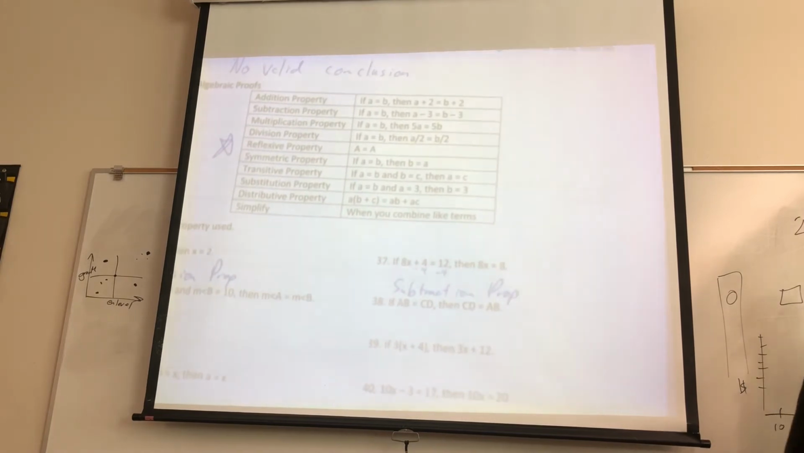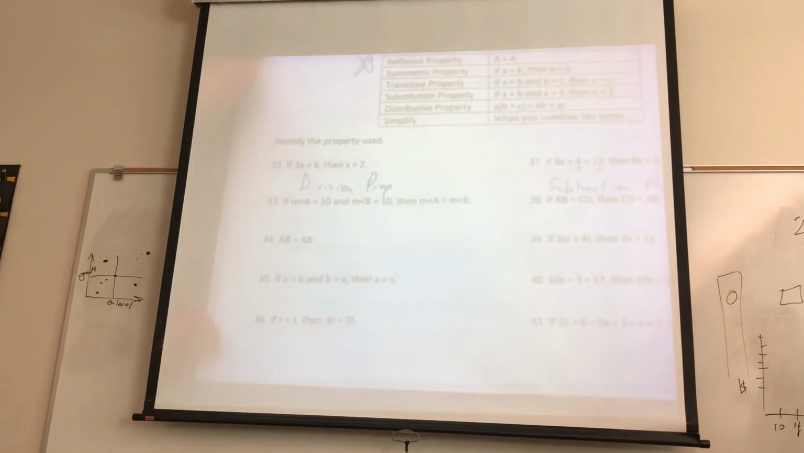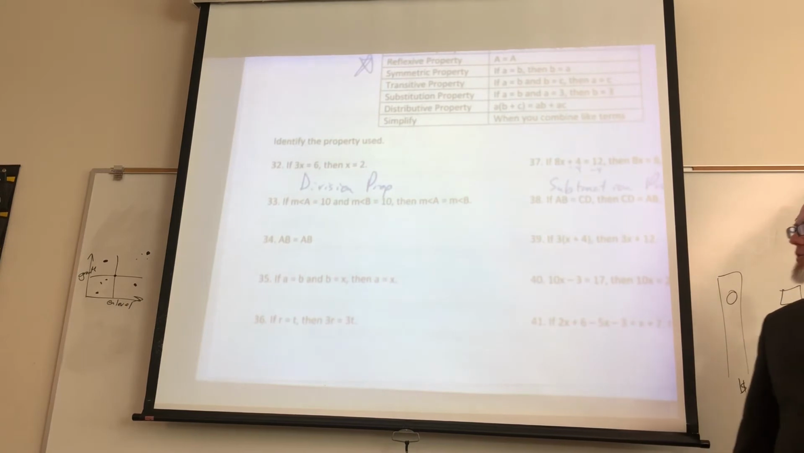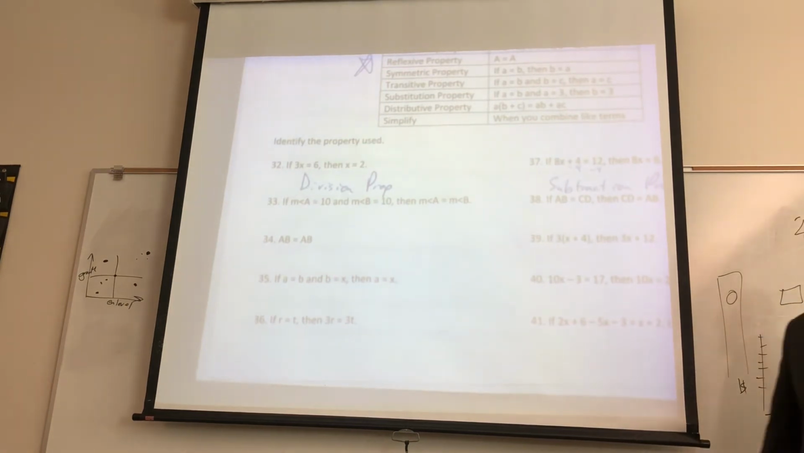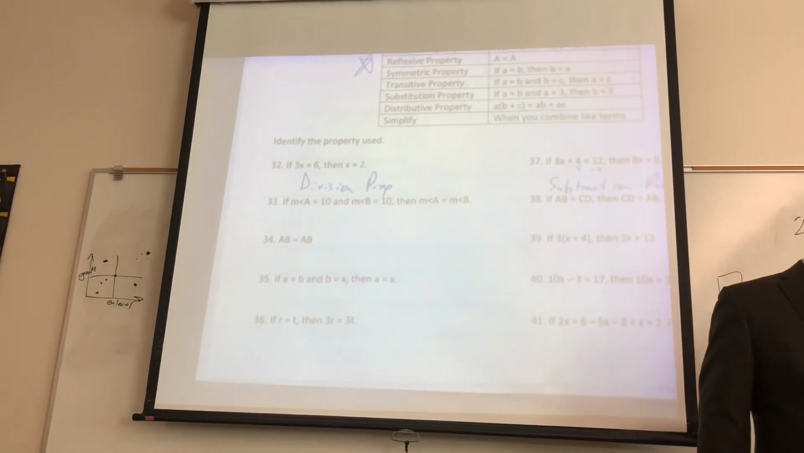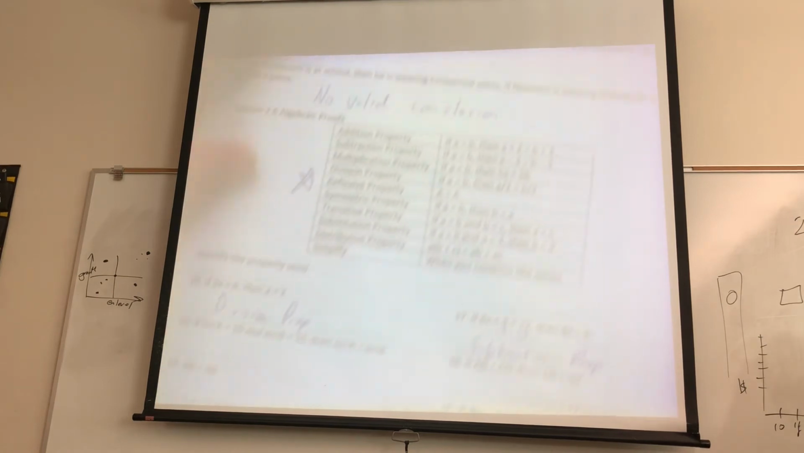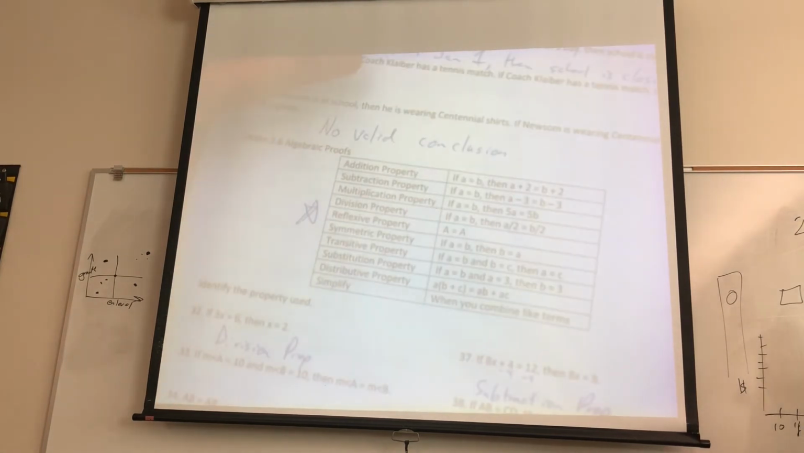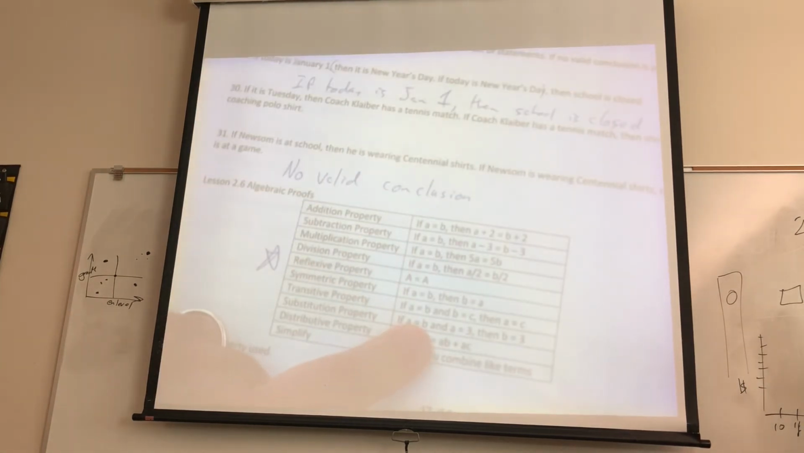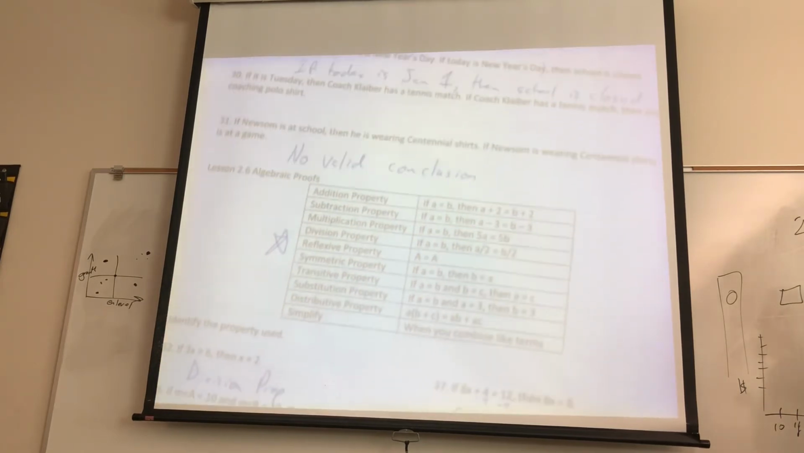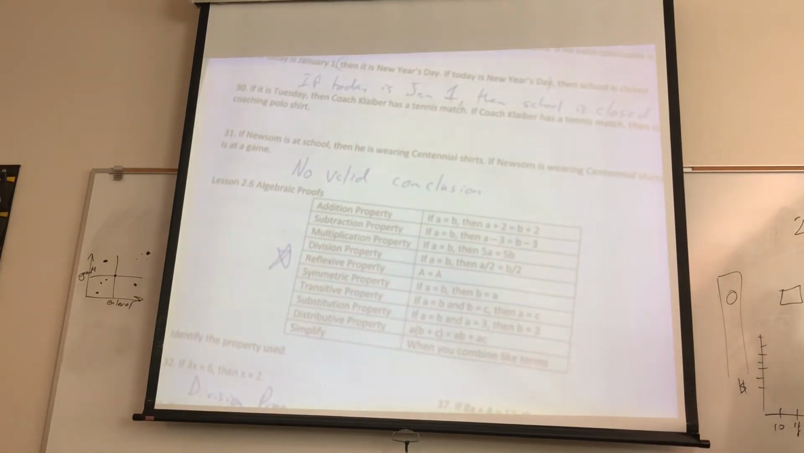This one here, number 35, is one that I'd really like to touch on. It says, if A equals B and B equals C, then A equals C. There's a couple of different things that this could be. If you look at the transitive property and the substitution property, which are right next to each other here: if A equals B and B equals C, then A equals C is the transitive. Substitution: if A equals B and A equals 3, then B equals 3. It's really close to the same thing.